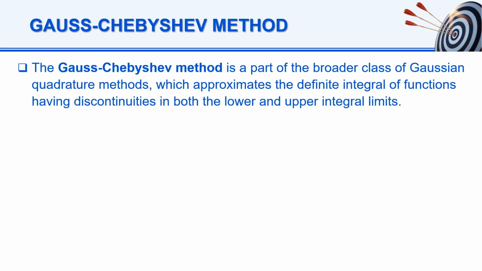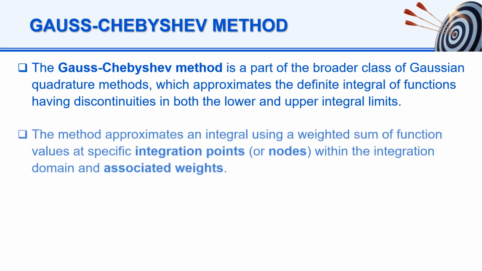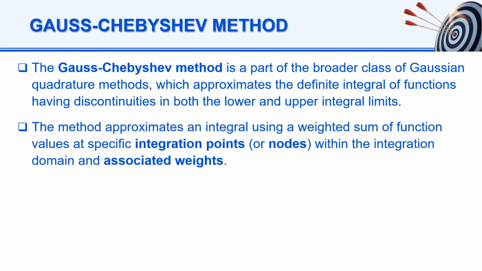The Gauss-Chebyshev method is a part of the broader class of Gaussian quadrature methods, which approximates the definite integral of functions having discontinuities in both the lower and upper integral limits. The method approximates an integral using a weighted sum of function values at specific integration points or nodes within the integration domain and associated weights.